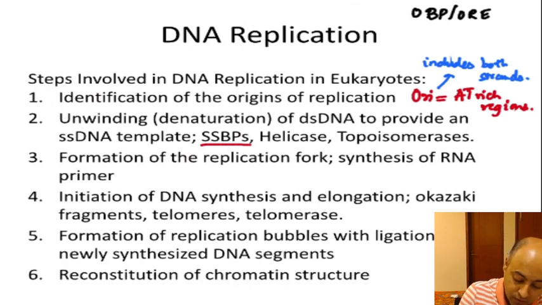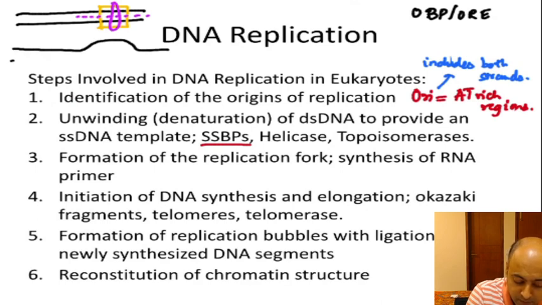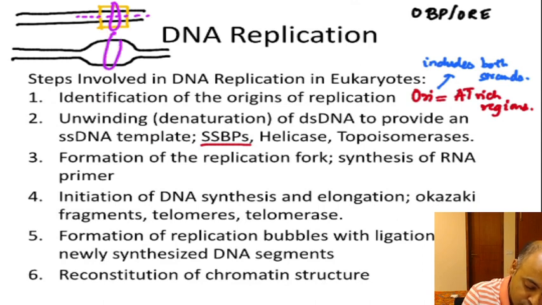So what will happen, this DNA is there where we have this ORI. This is the AT-rich region. So ORI binding protein will come and it will cause the denaturation. The DNA will separate like this. So we have this ORI binding protein or the ORI response element.